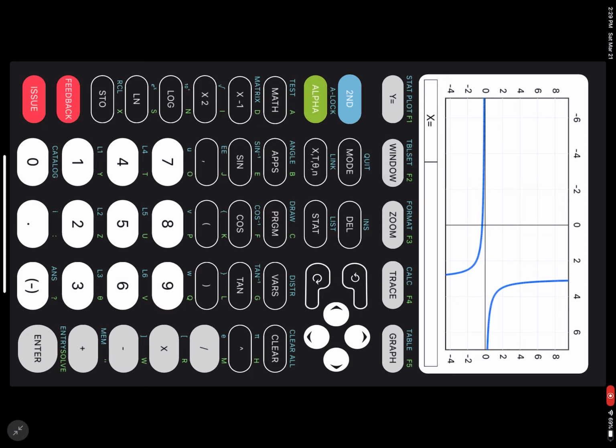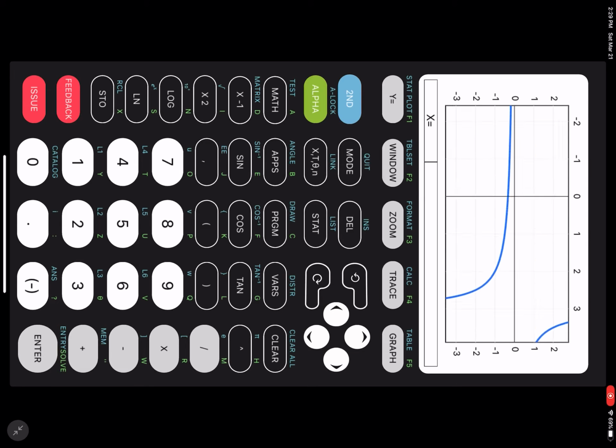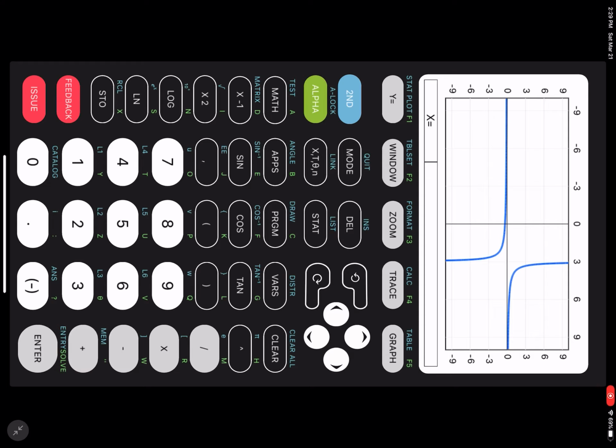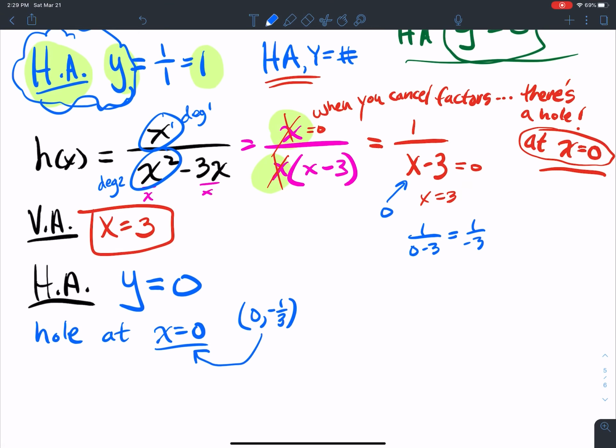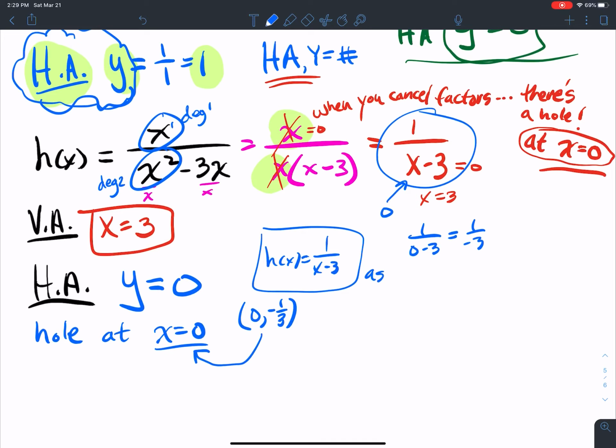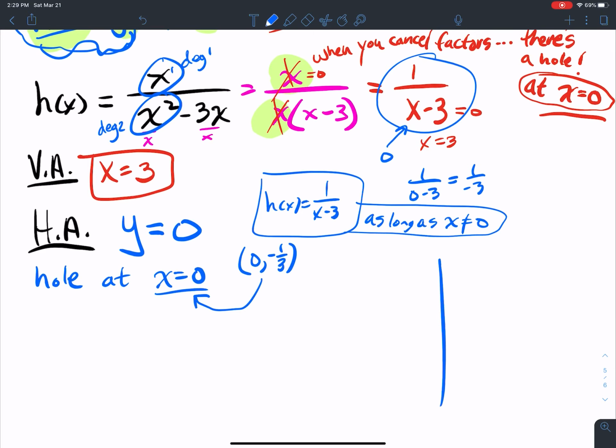Now, there is an issue here because technically there's a hole in my graph at x equals 0, okay? So really, what did we say? When we reduced it, we had h of x equals 1 over x minus 3. This is true as long as x is not equal to 0. If x equals 0, then that thing falls apart, right?